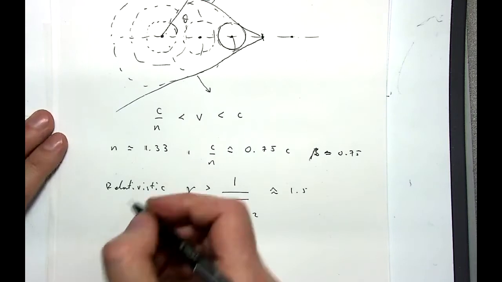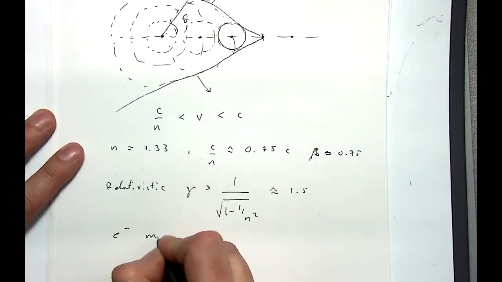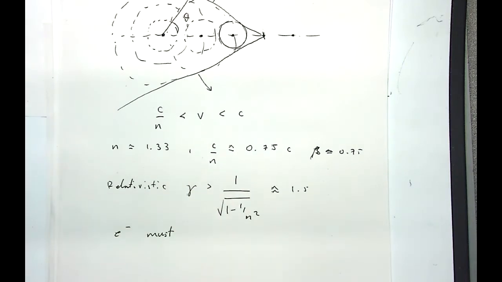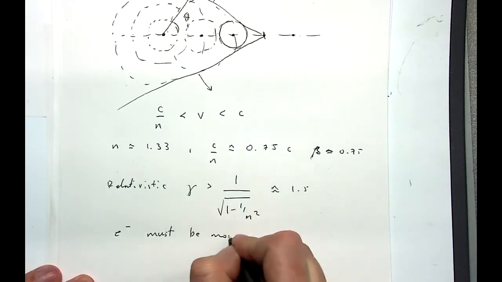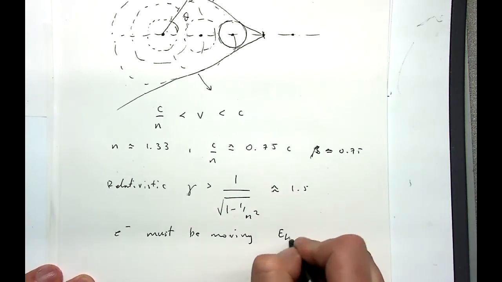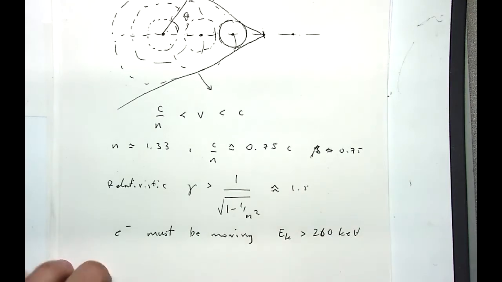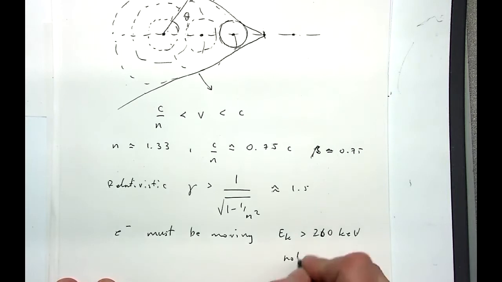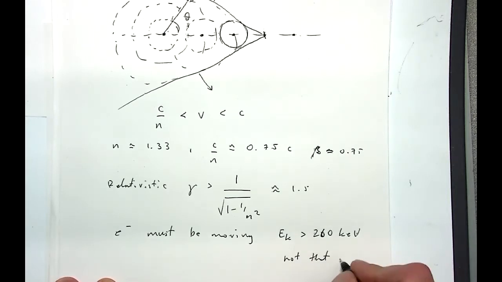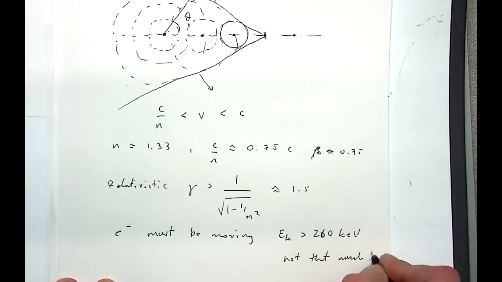Let's imagine it's an electron. If an electron is to create Cherenkov radiation, again, this is for emission of visible light, it all depends on what the refractive index is. The refractive index changes as a function of wavelength, so the required velocity will change. But for visible light, the electron must be moving with a kinetic energy greater than 260 keV, which is not that much. We can get Cherenkov radiation quite easily.